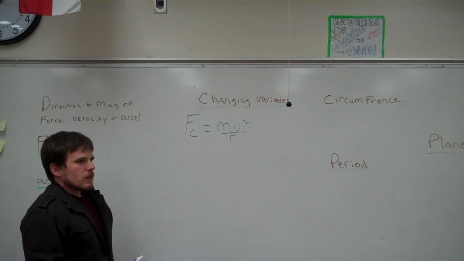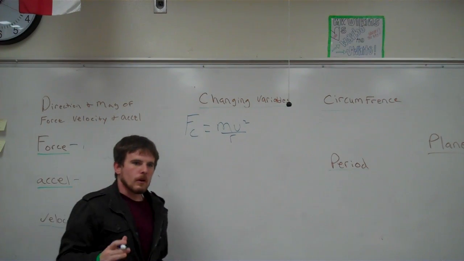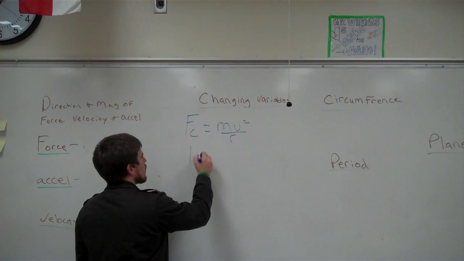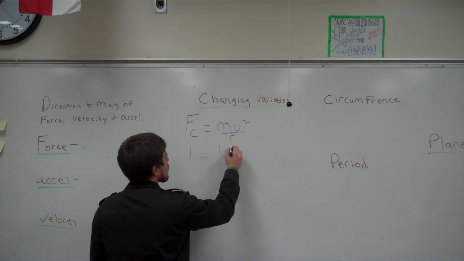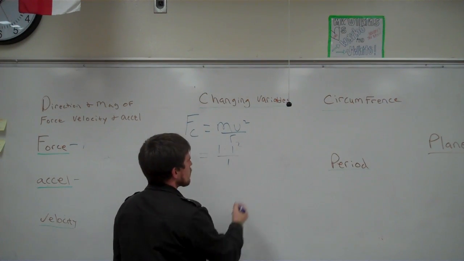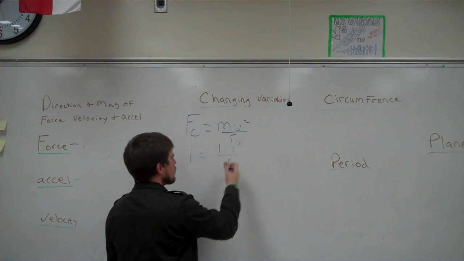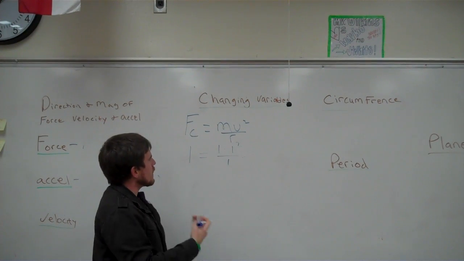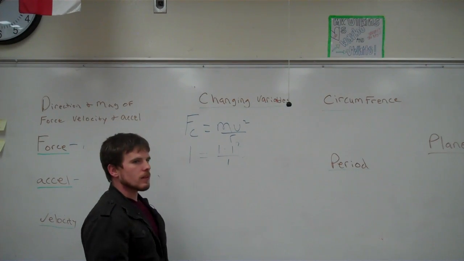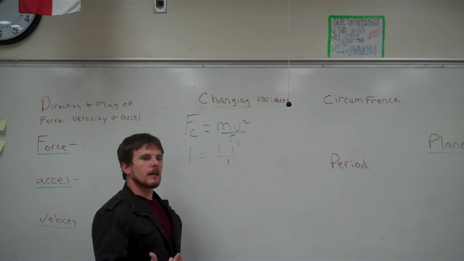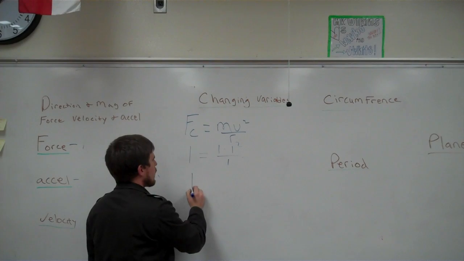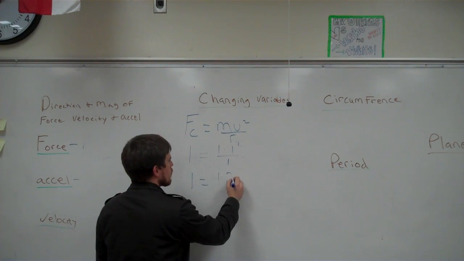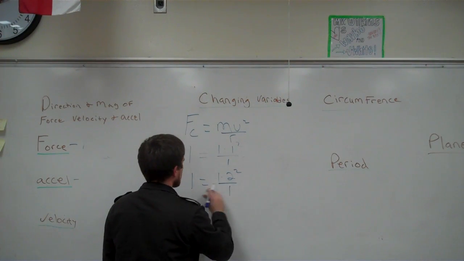Let's start by saying that, just like we did with the gravitational force, everything starts off as 1. So 1 is equal to 1 times 1 squared divided by 1. This will be our baseline of 1, obviously. If I change the velocity, let's say I multiply the velocity by 2. Now I have 1 times 2 squared divided by 1.